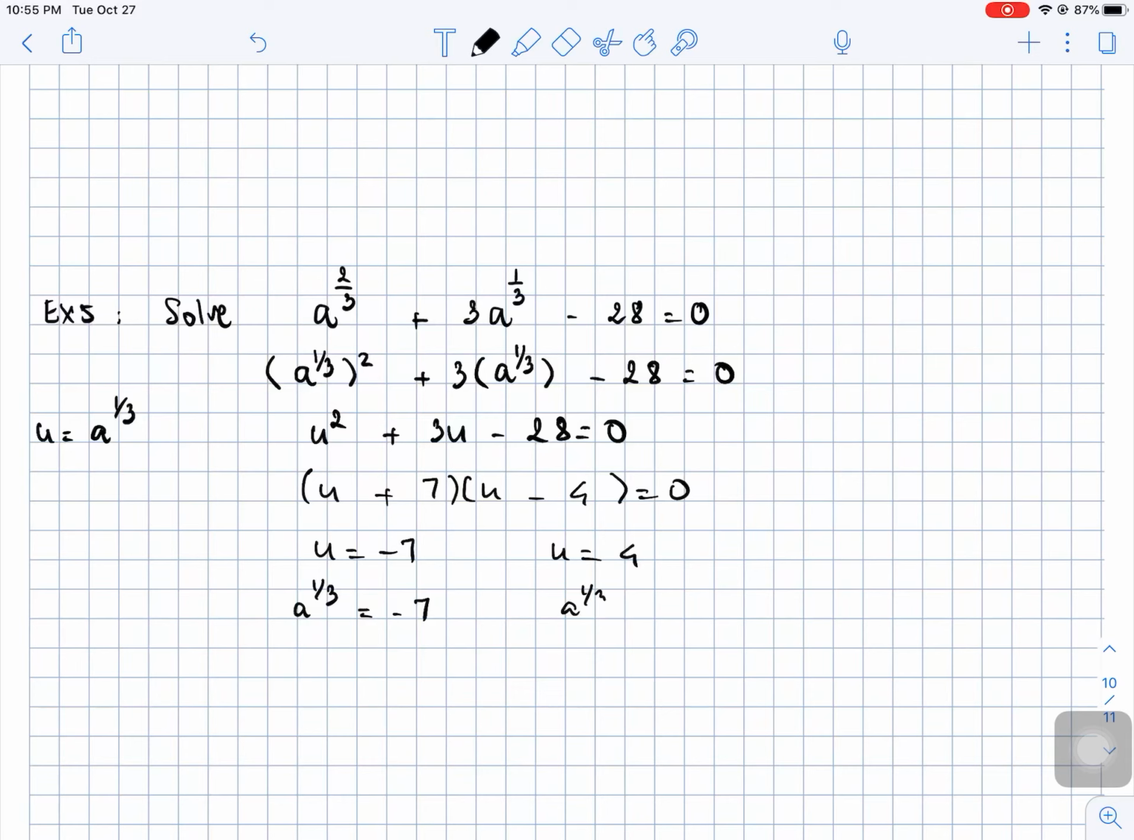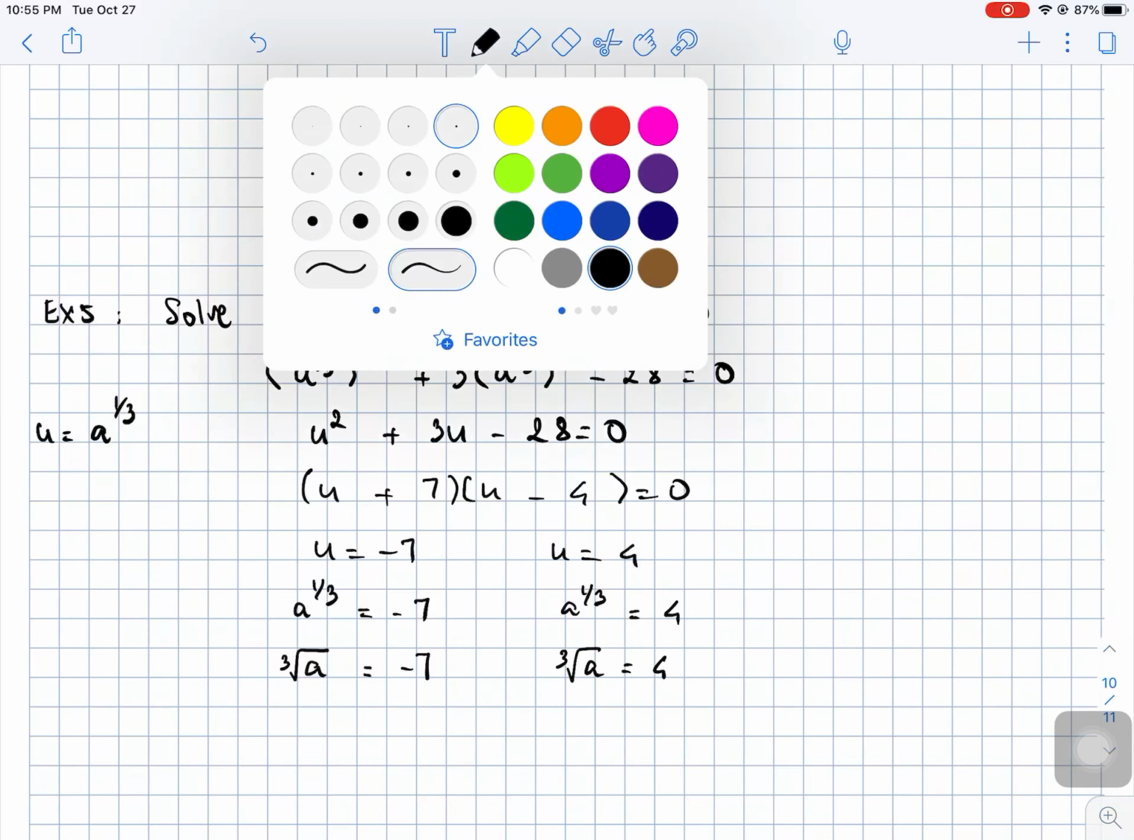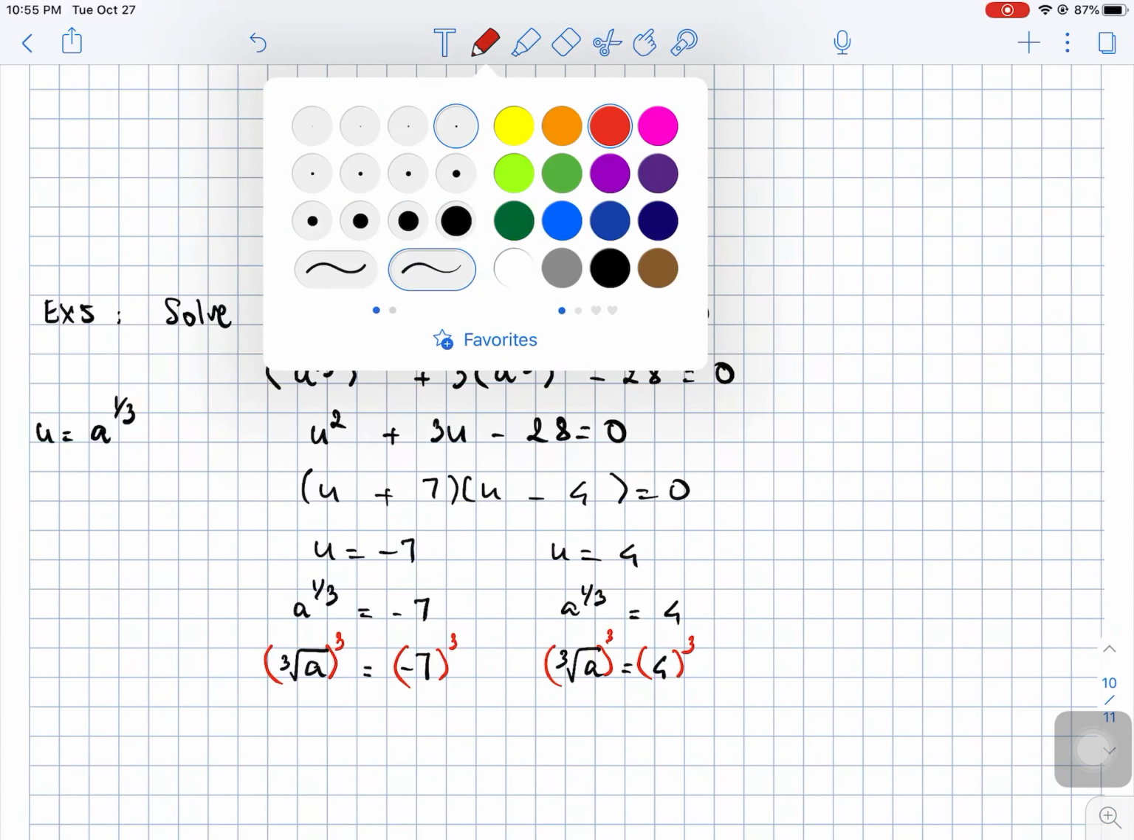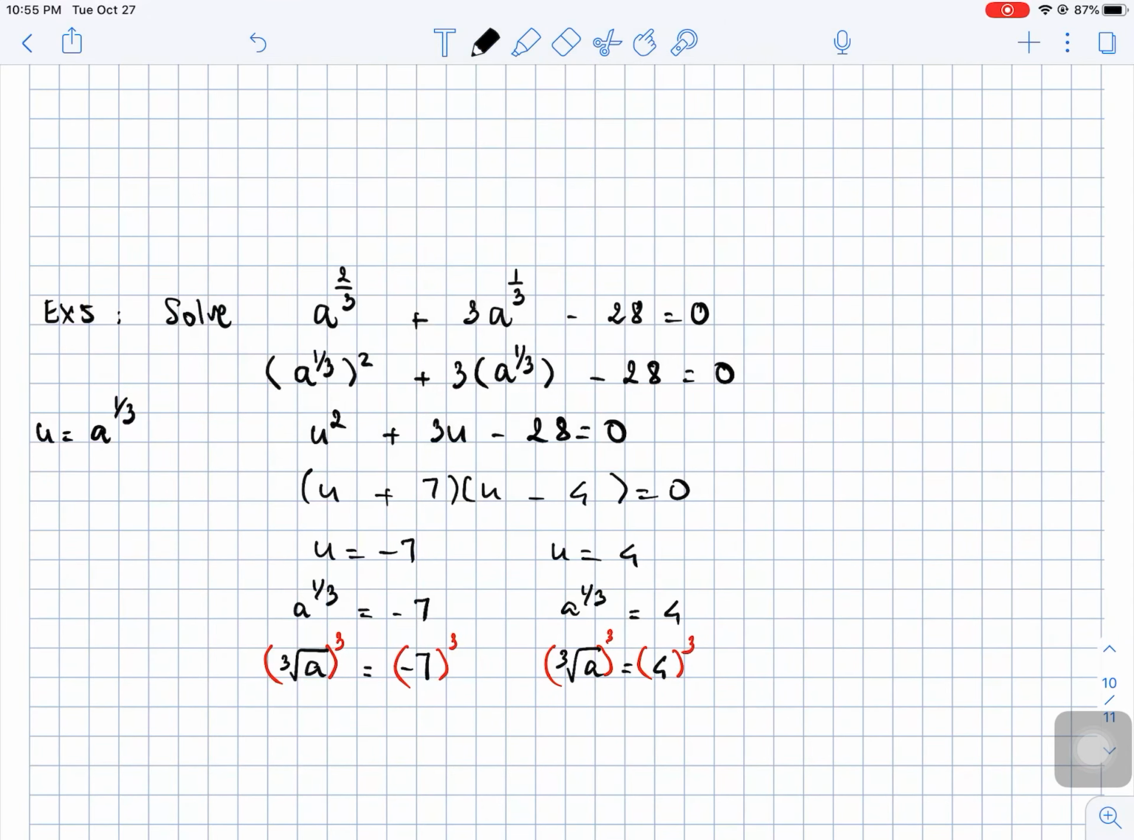So u squared plus 3u minus 28 equals 0. We factor and we will get 7 and 4, plus 7 minus 4. Then u equals -7 and u equals +4. That means x^(1/3) equals -7 and x^(1/3) equals 4. This is the cube root of x equals -7, and the cube root of x equals 4.